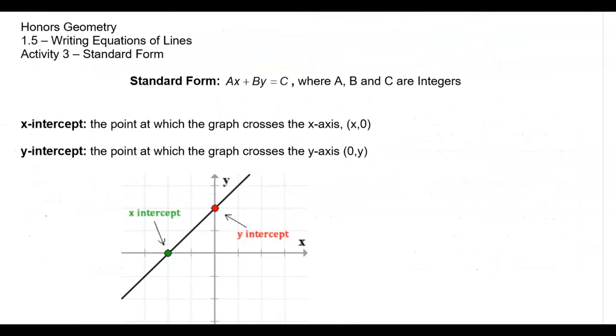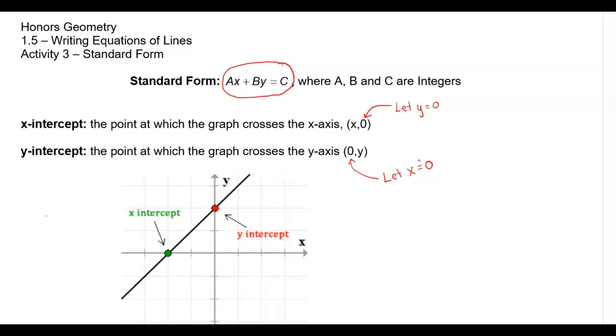And the third form of the equation of a line is standard form. Standard form looks like ax plus by equals c. In this form, we can easily find the x-intercept or y-intercept of the line. To find the x-intercept, we're going to let y equal 0. To find the y-intercept, you're going to let x equal 0.